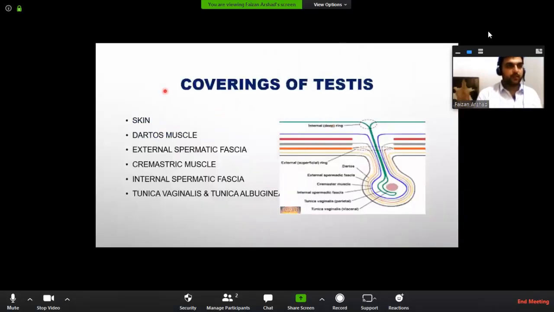These are the coverings of the testes. We all know it is very important. The skin, the dartos muscle, external spermatic fascia, the cremasteric muscle, internal spermatic fascia, the tunica vaginalis, and the tunica albuginea.